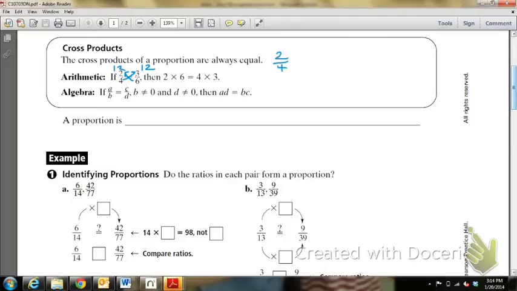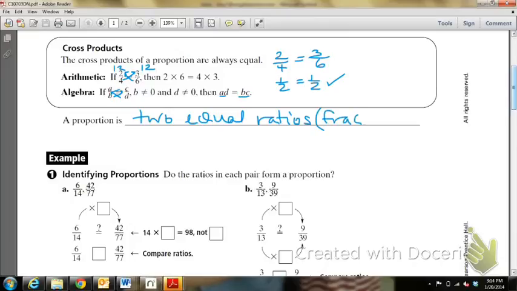Also, 2/4 and 3/6, well, 2/4 is really a half, and so is 3/6. So if they reduce down to the same fraction, it's a proportion. And it works in algebra 2 as well, and that'll happen later on. We'll use this a lot. B times C will be the same as A times D. And that's how we'll solve those. So a proportion is just two equal ratios or fractions.